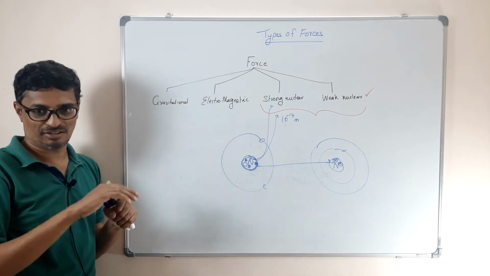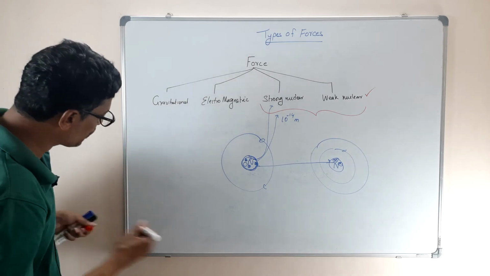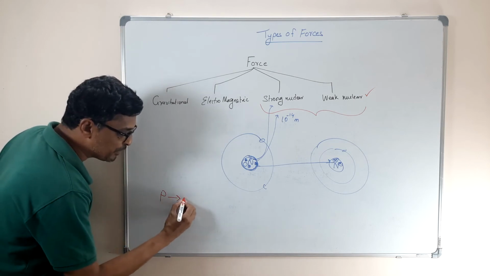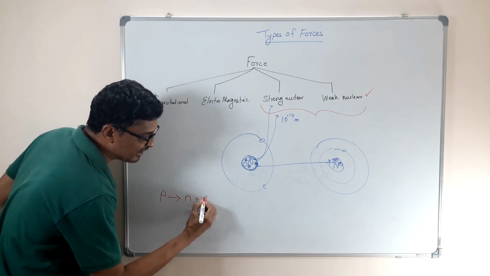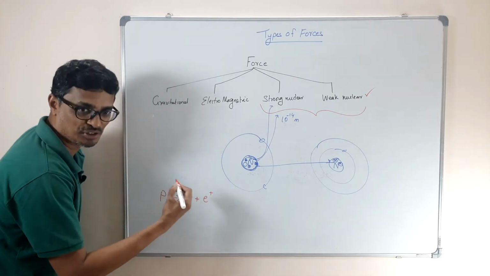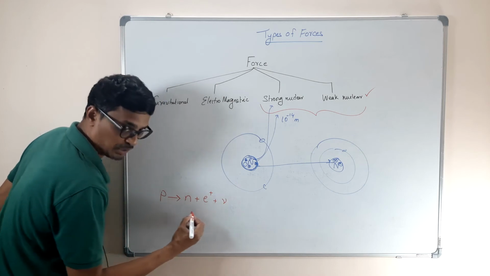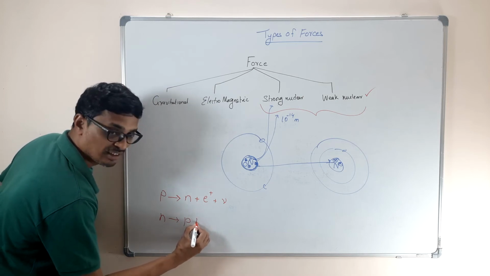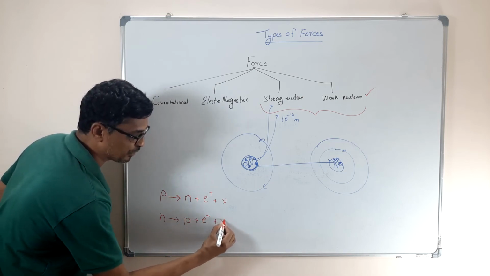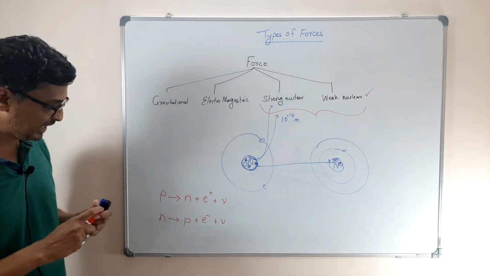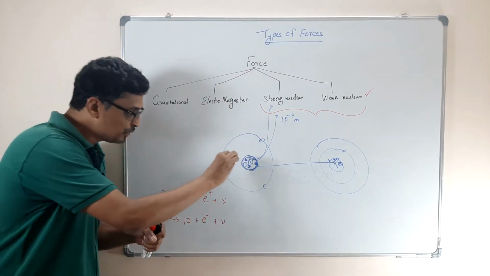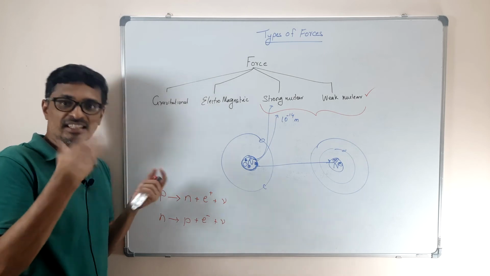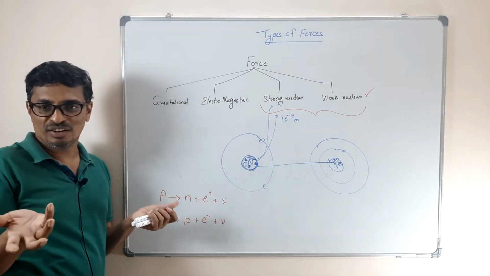Beta is typically used for the electron. So what happens? A proton will break up into a neutron and a positron, and there's something called a neutrino, I will come to it. Similarly, a neutron will become a proton by releasing an electron and some neutrino. So what it says is, even though these nucleons are attracted to each other, a nucleon suddenly changes from a proton to a neutron, or a neutron to a proton.